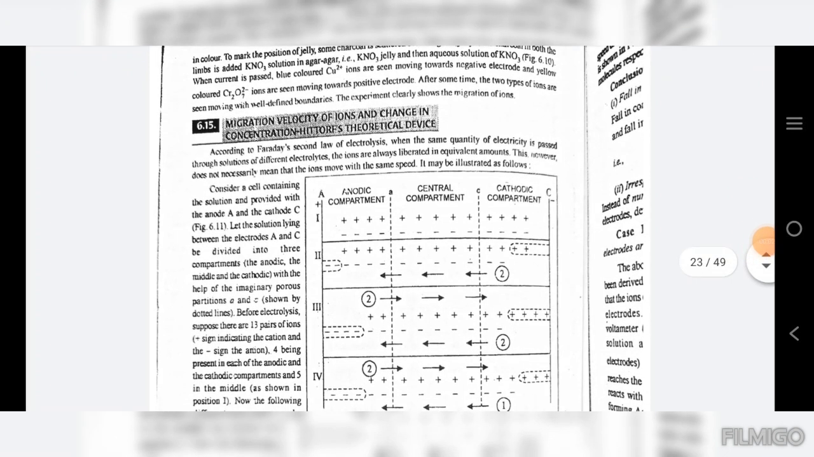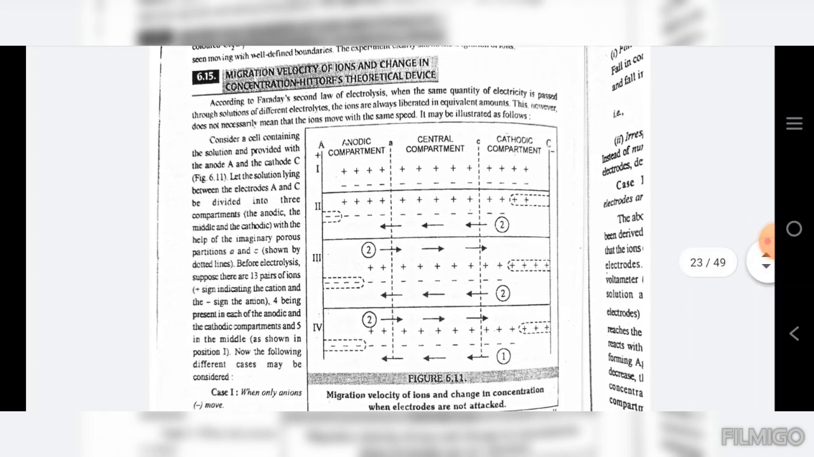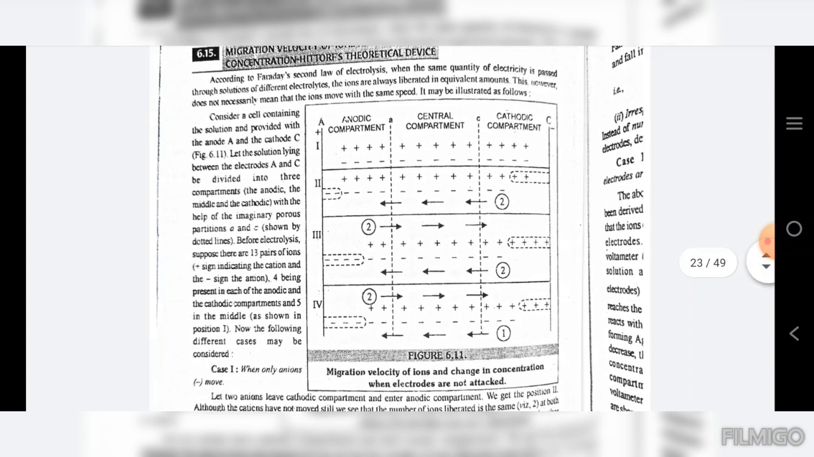Migration velocity of ions and change in concentration, Hittorf's theoretical device. According to Faraday's second law of electrolysis, when the same quantity of electricity is passed through solutions of different electrolytes, the ions are always liberated in equivalent amounts. This, however, does not necessarily mean that the ions move with the same speed. It may be illustrated as follows. Consider a cell containing the solution and provided with the anode A and the cathode C. You can see Figure 6.11, migration velocity of ions and change in concentration when electrodes are not attacked.